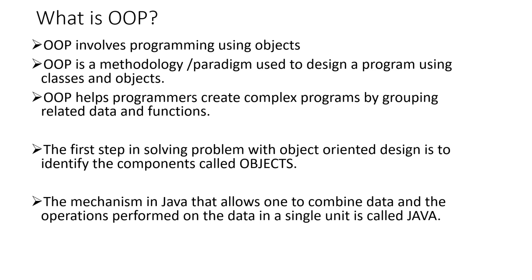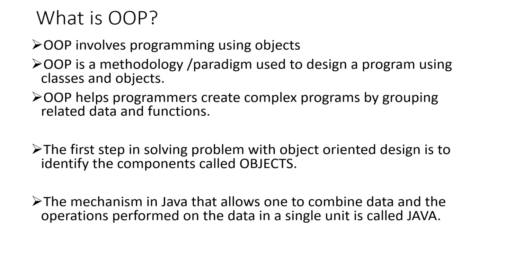It will help a programmer to create complex programs in such a way that you can group related data and functions together. So this is one of the things that object-oriented programming does. Then you need to take note that when you are trying to solve a problem with object-oriented design, the first thing you need to identify is the objects. You need to identify the objects first.